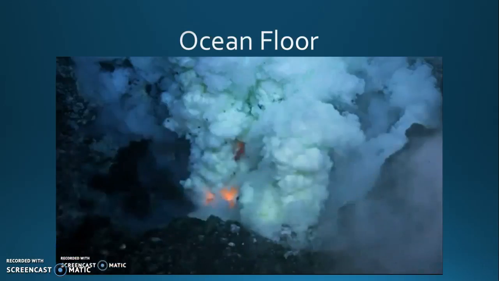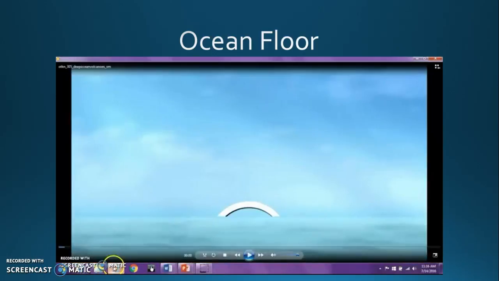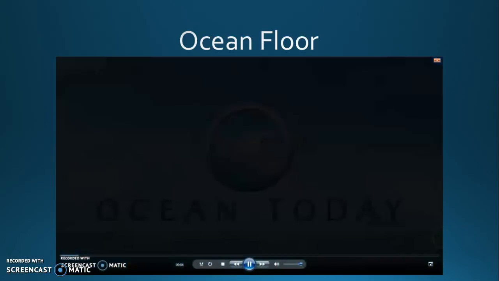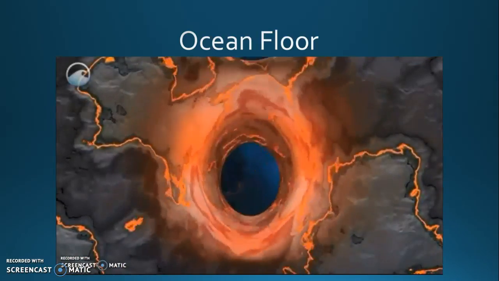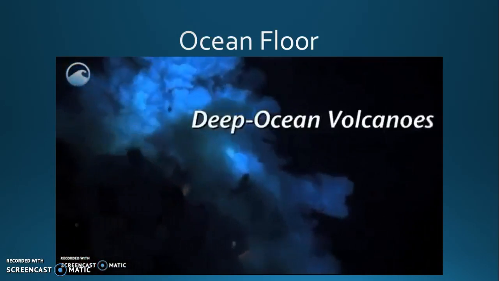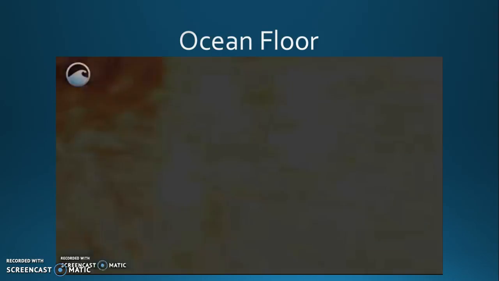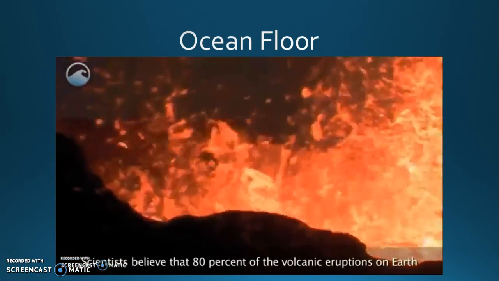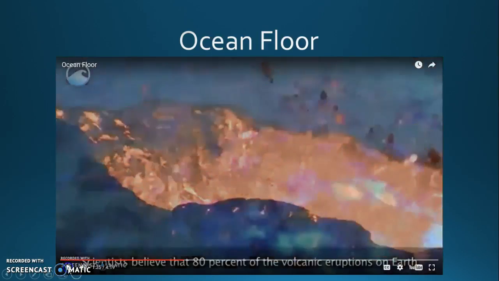Not only does the ocean contain lakes and rivers, but it also has its own volcanoes. Almost 80% of all volcanoes are located in the ocean. Let's find out more. Scientists believe that 80% of the volcanic eruptions on Earth.